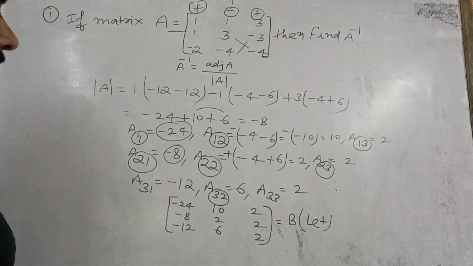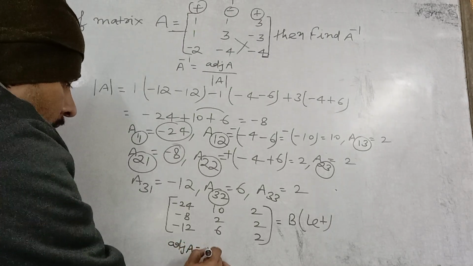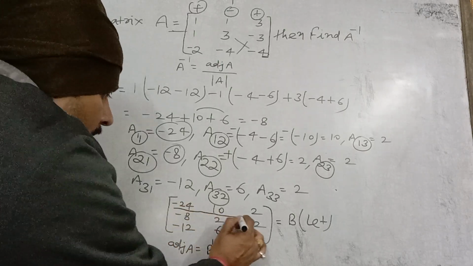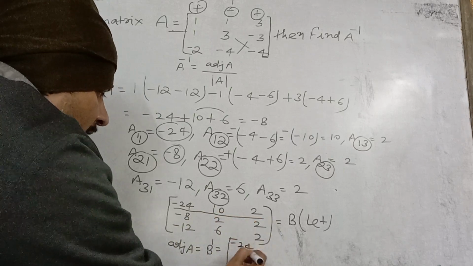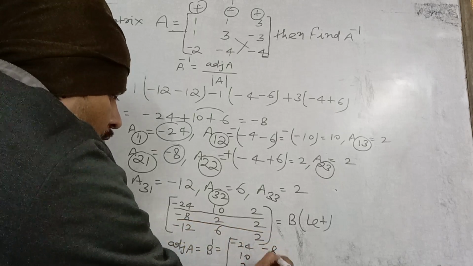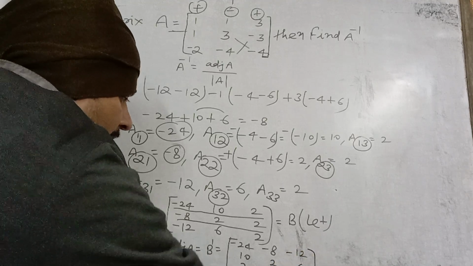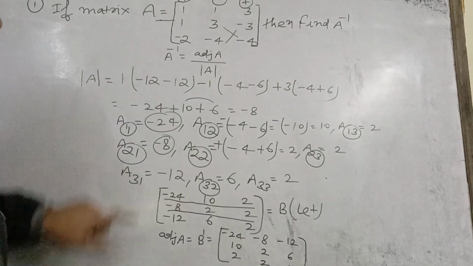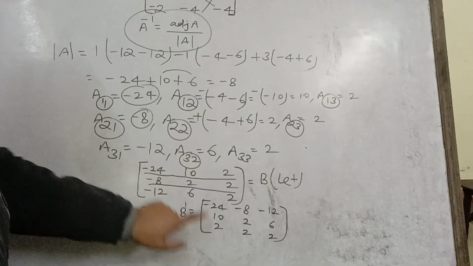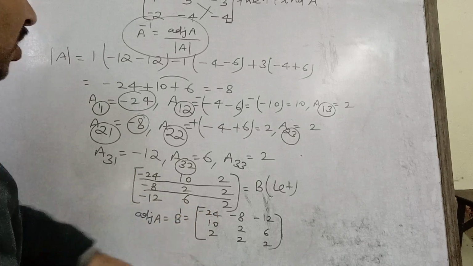Now adjoint A is the transpose of B. Then change first row into first column. So this becomes -24, 10, 2. Second row changes to second column. -8, 2, 2 and -12, 6, 2. Now we have to find A inverse. Now put these values in this formula. Value of adjoint is that and value of determinant is -8. So dividing -8 by each term.